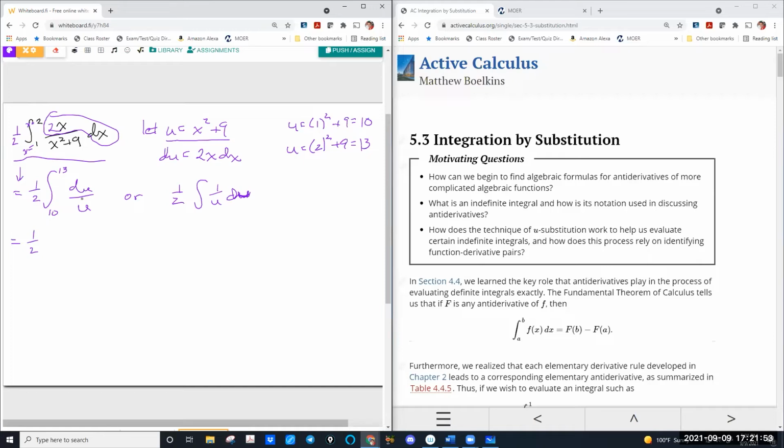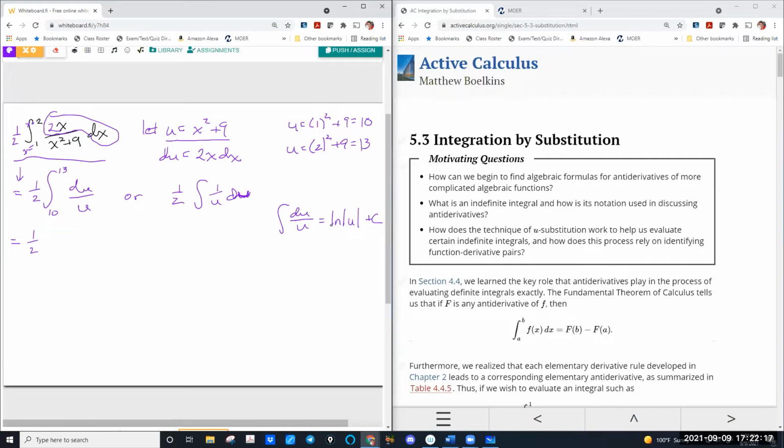So we need another basic antiderivative. What's the antiderivative of 1 over u? Very nice. Natural log. Now, technically we do need the absolute value for the general antiderivative.